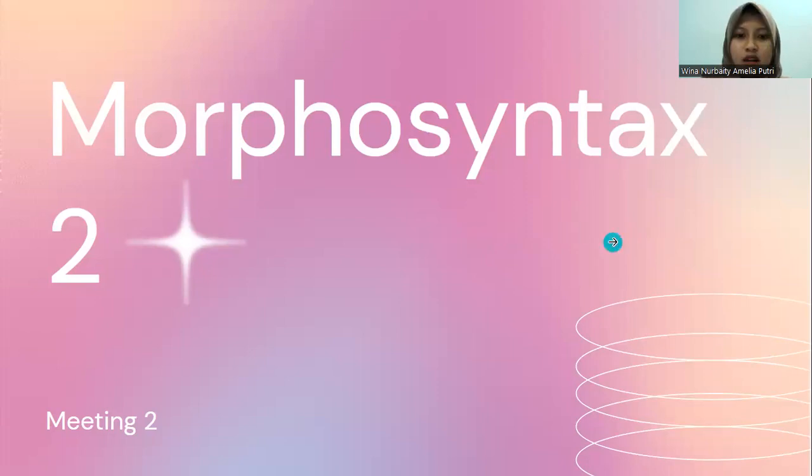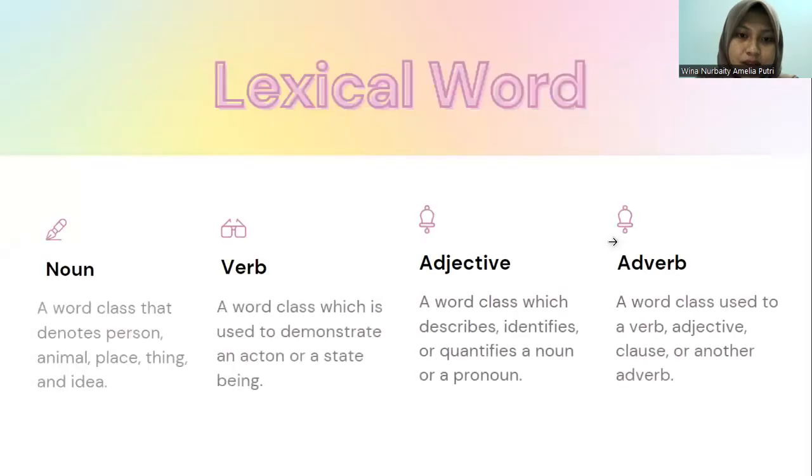Here we will discuss again about the meaning tool. First of all, we talk about lexical words.